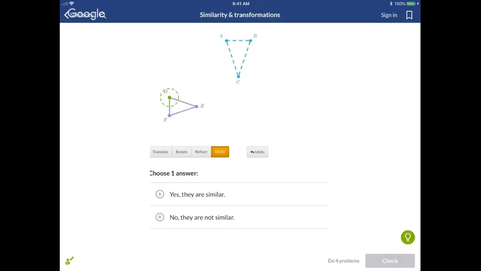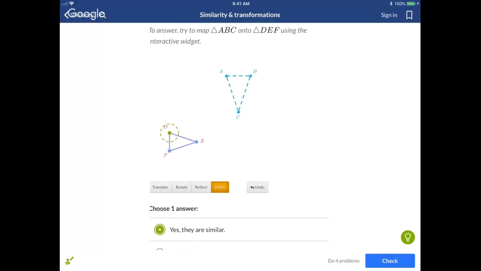There we go. Ta-da. So that means that those two figures must be similar because the properties of translations, rotations, and reflections would mean that the triangles were congruent, and the properties of dilation mean that they're similar. The properties of those transformations lead to the properties of similarity between triangles. And the properties of similarity between triangles lead us to trigonometry.